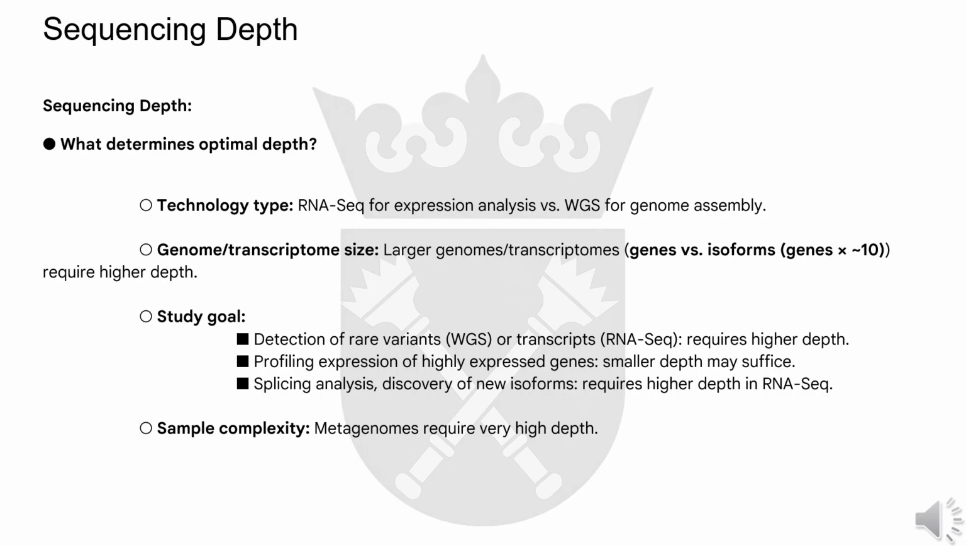Also remember that for isoforms, the signal is distributed. If one gene has 5 to 10 transcript variants, each gets only a fraction of the total reads. Therefore, when planning transcript-level studies, depth must be greater than in standard RNA-seq.